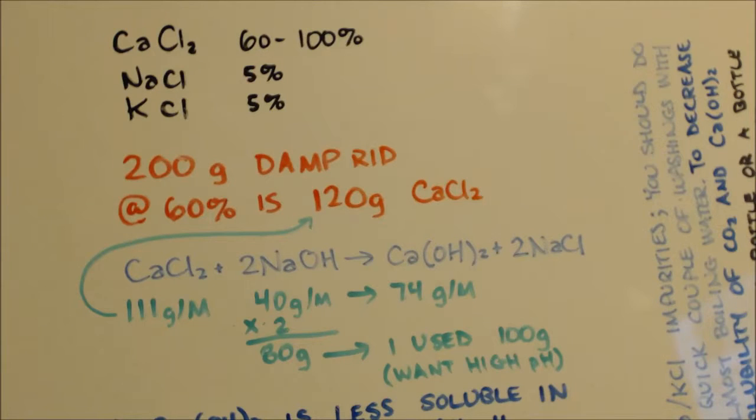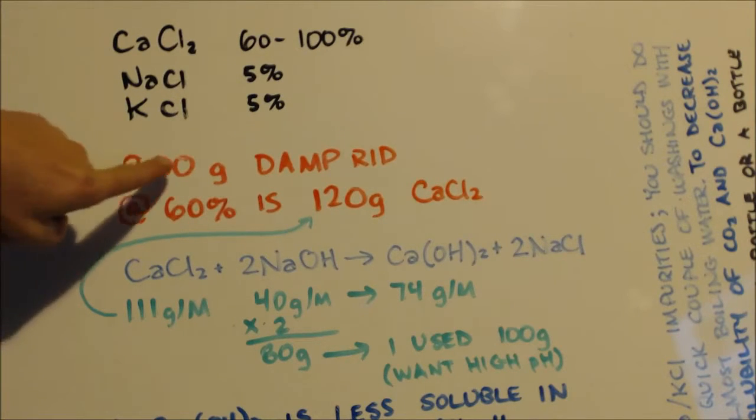So damp rid has about 60 to 100% calcium chloride, 5% of two other salts, sodium and potassium. It's kind of a screwed up MSDS. It's stupid, but that's what I got. So I'm going to use 200 grams of damp rid, and I'm assuming, because I've already made calcium carbonate, that it's a crappy percentage.